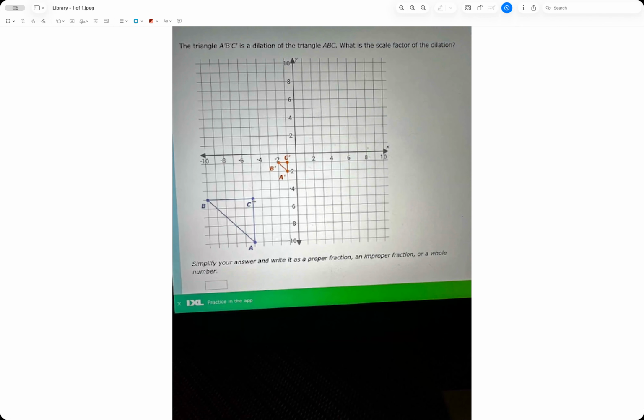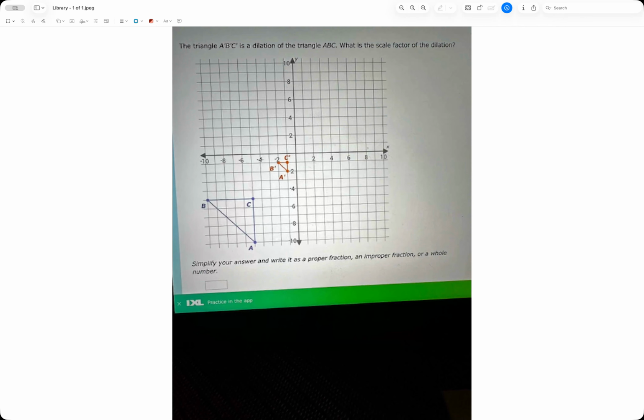Now, what would we have to do to get the length of the blue triangle into the length of the red triangle? Well, because all of these are 5s and all of these are 1s, if we divide this length by 5, we would get this length. If we divide this length by 5, we get this length. And if we divide this length by 5, we would get this length. But we don't describe dilations or scale factors in terms of division, divided by 5. We have to write it as a multiplication.